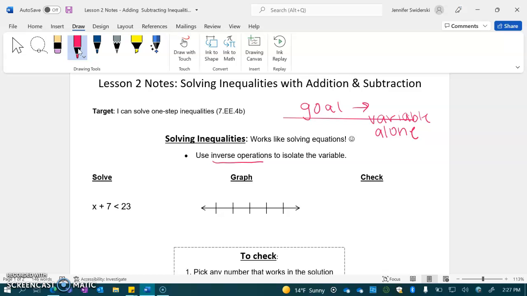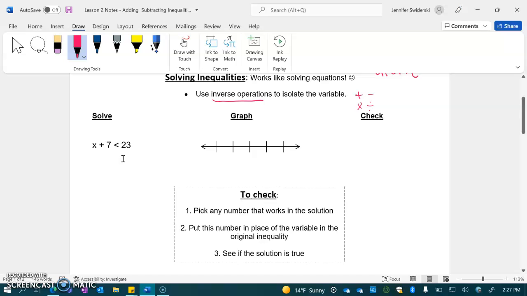We're going to do that by using inverse operations to isolate that variable. Remember, an inverse operation is opposite. So the opposite of addition is subtraction. The opposite of multiplication is division. So for number 1, it's saying, hey, a number plus 7 is less than 23. Well, what we're going to do is you can draw on your railroad tracks. I want to get x by itself, so I'm going to subtract 7 on both sides. I now have x is less than 23 minus 7, which is 16. So x has to be less than 16.